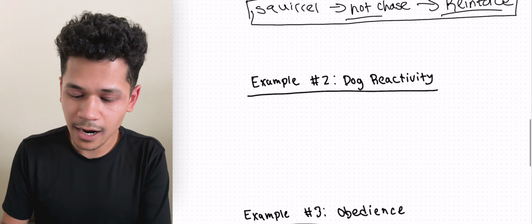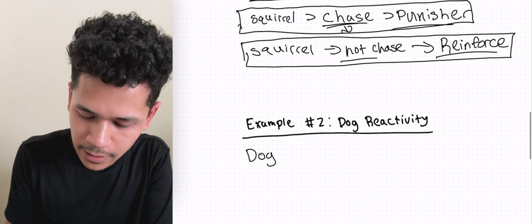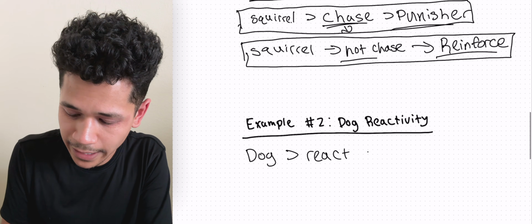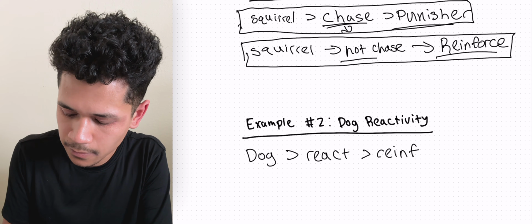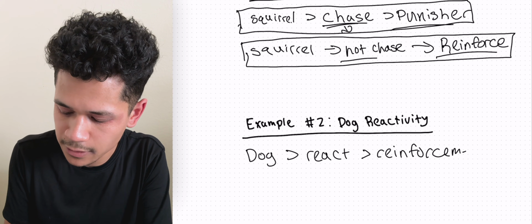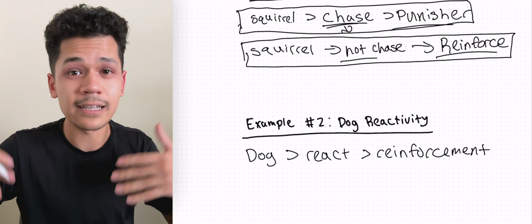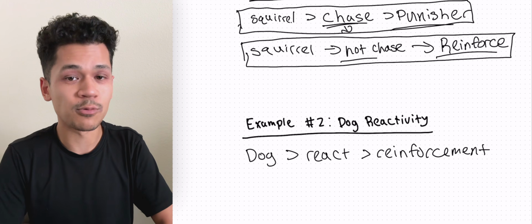Another example, dog reactivity. It's a very similar thing, right? You have the stimulus, the other dog. The behavior is to react. This behavior leads to reinforcement, right? If your dog is reactive towards other dogs, they get some degree of reinforcement from that behavior. Otherwise, they wouldn't do that behavior in the first place, right? So your dog's reactivity is reinforcing.